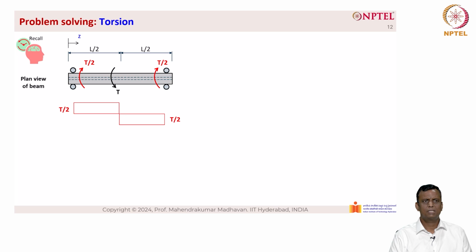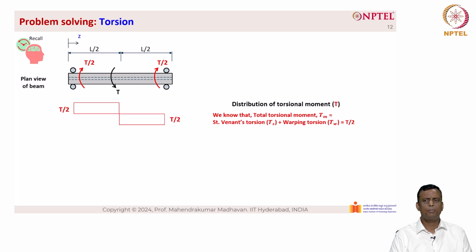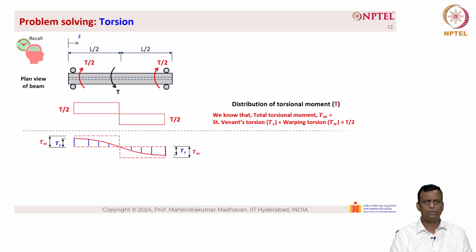Now recall the same problem that we did in the previous problem. The torque diagram is given here, and the distribution of torsional moment is a combination of Saint-Venant's torsion T sub S plus warping torsion T sub W, equal to T by 2. The distribution is happening in a nonlinear fashion, as you can see here.